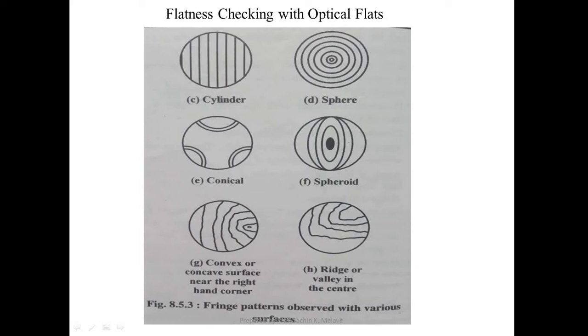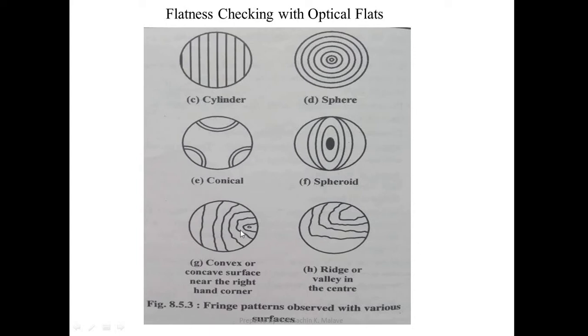If we view this through a monochromatic light, a fringe pattern will be seen depending upon the nature of the surface. So we will easily see the fringe pattern. As we see the component through a monochromatic source of light, with the optical flat on that component, that fringe pattern is seen, and the nature of that fringe pattern depends upon the nature of the surface.